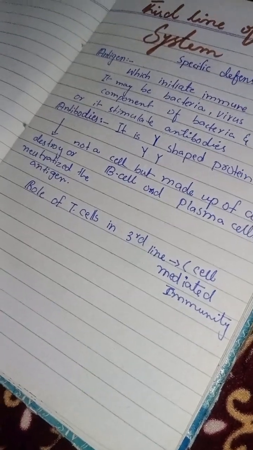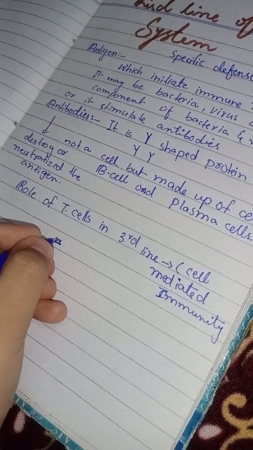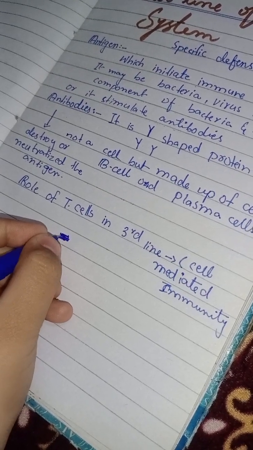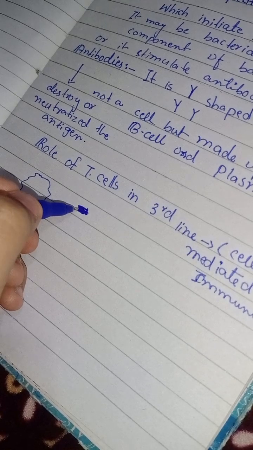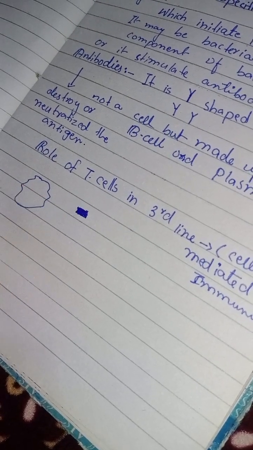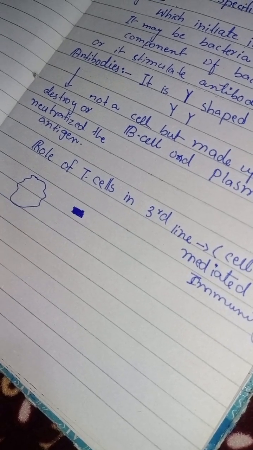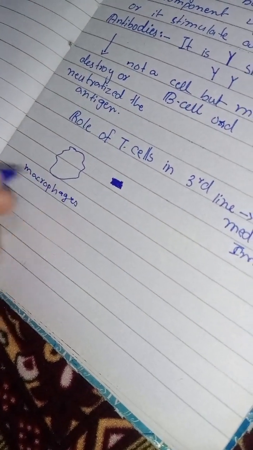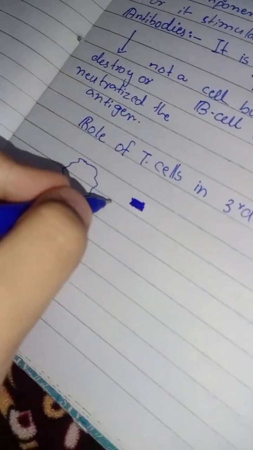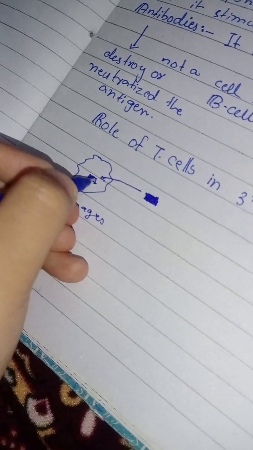Okay, so here we have an antigen, for example. Okay, so here we have one cell. We studied in the previous chapter that the cells which eat the antigen or any bacteria or virus are known as macrophages. So this antigen will enter inside the cell.